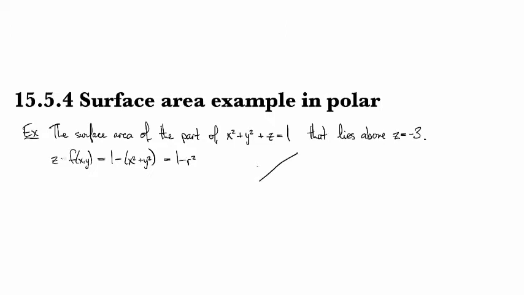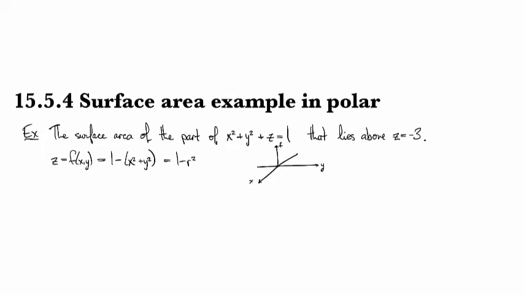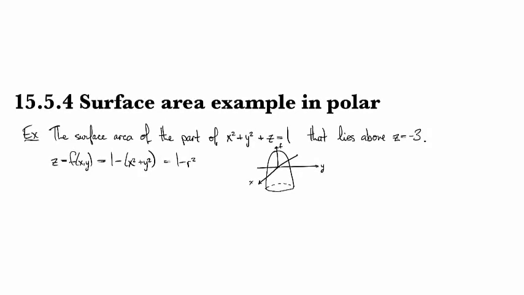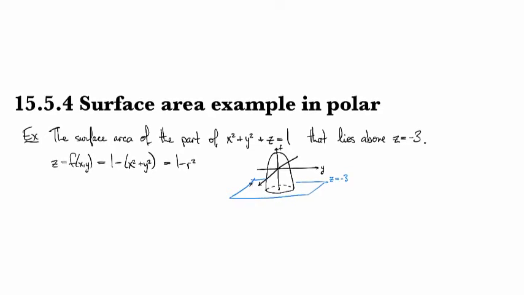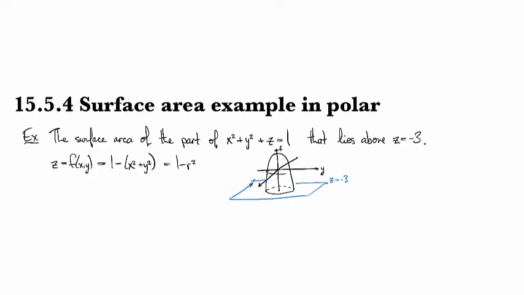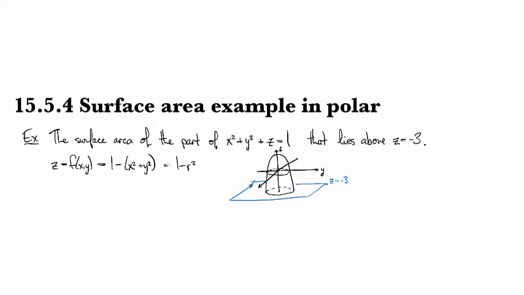If I graph this function, here's the f-axis and here's my good old x and y, it's going to look like some downward opening paraboloid like this. And somewhere down here is where we have the plane z equals minus 3, slicing it. It passes through the xy plane up here, just to ground it a little bit.